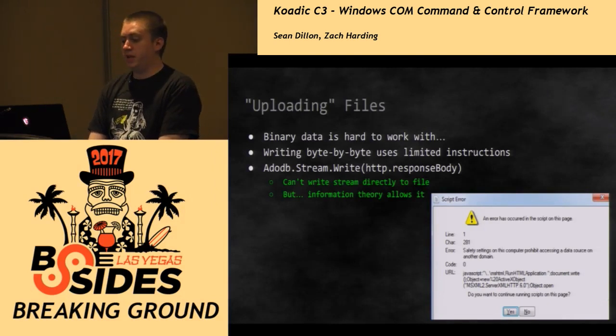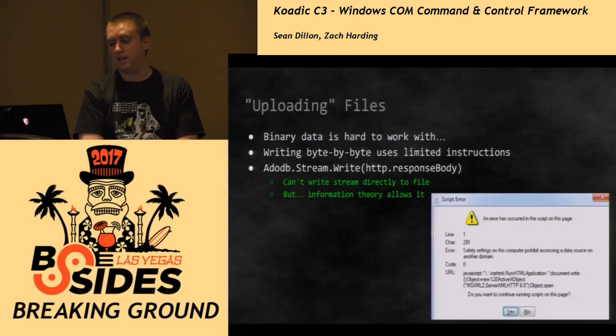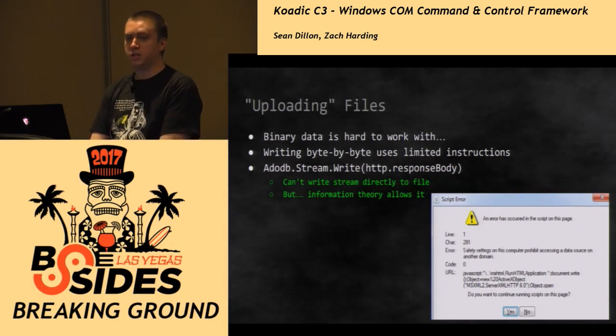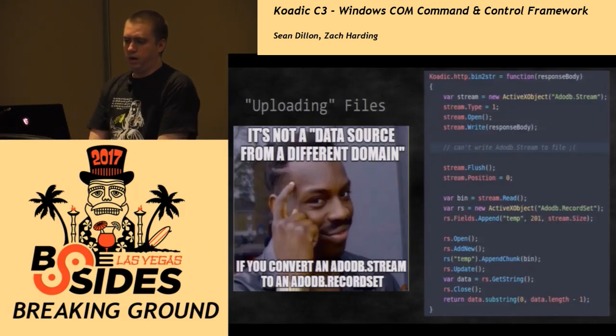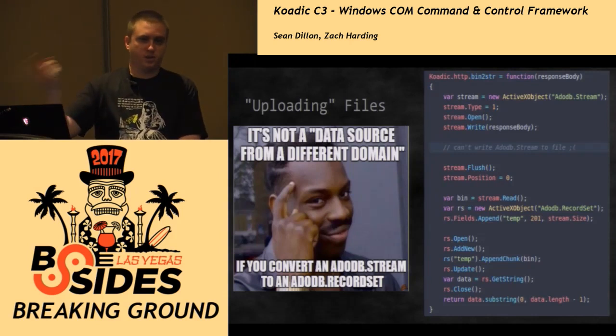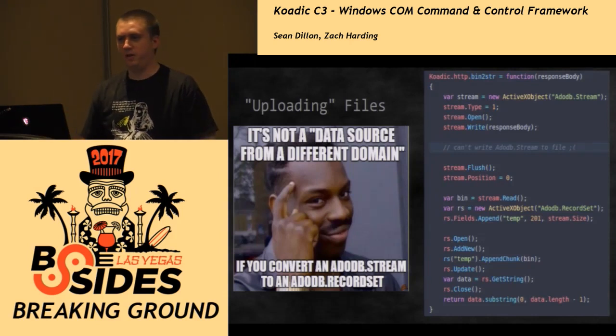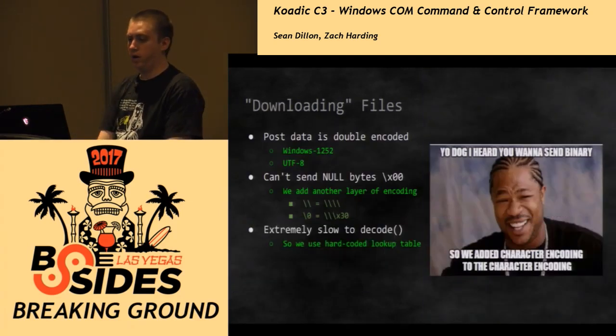The only problem is that you get an error like this, where it says safety settings on this computer prohibit accessing a data source on another domain. That's part of the Internet Explorer sandboxing. So I wrote this code right here that just creates a temporary database in memory, writes to that database, selects from that database, and then all of a sudden your stream is not from another domain and you're able to write directly to file. So just a quick workaround.